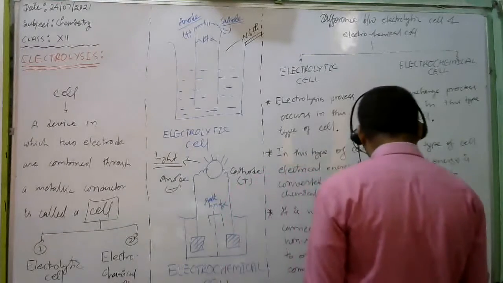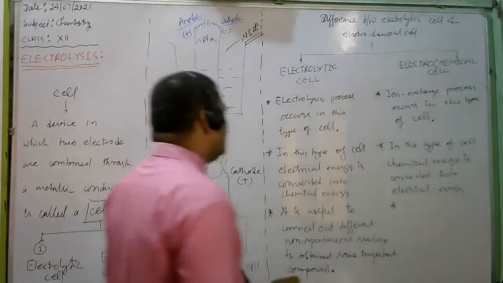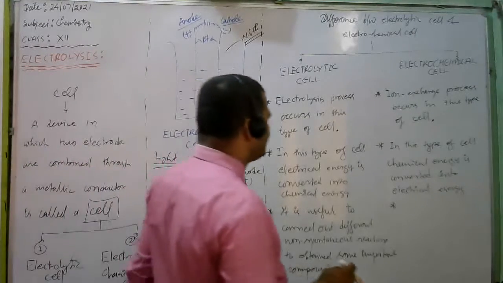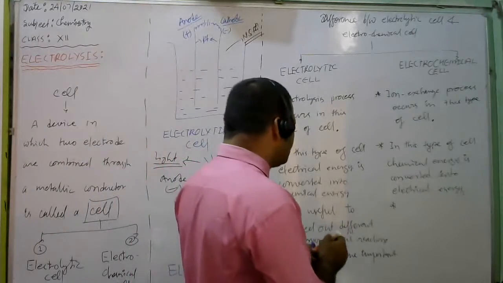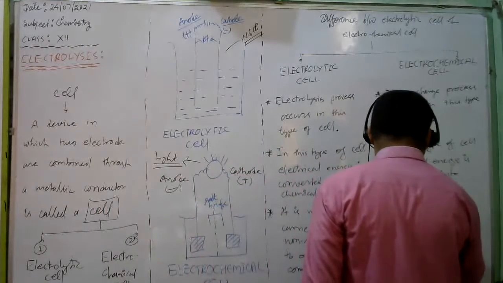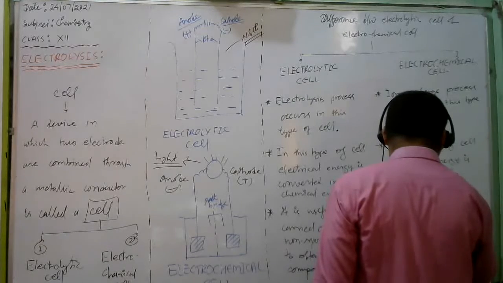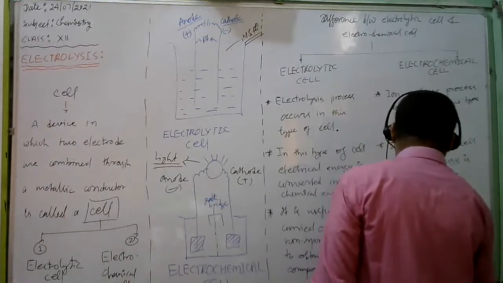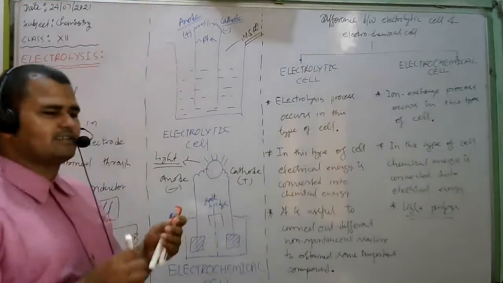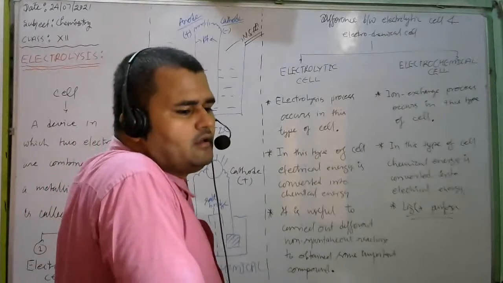Both electrodes are present in the same chamber in an electrolytic cell, and such types of cells are used for different electrical instruments, right?